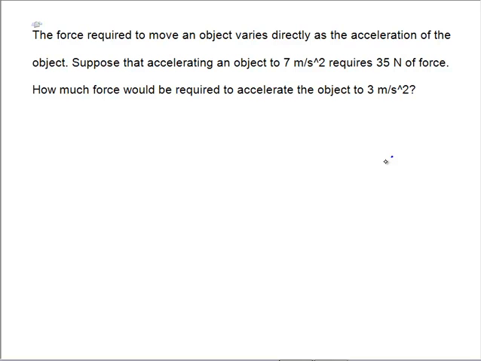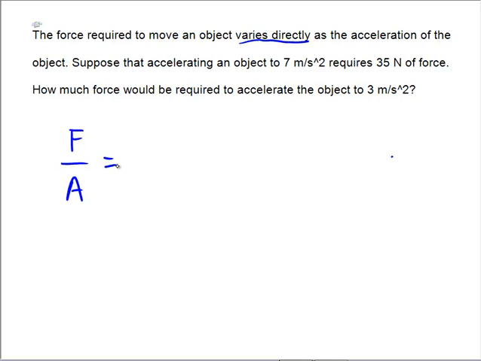Since this problem has a varies directly inside of it, there's a couple ways we can go about it, and I'm just going to do the most straightforward way, and we can talk about the equation or the relationship through the linear equation when we're in class. So if we want to figure out what's going on here, we have two things varying directly: force and acceleration, which means that their ratio is a constant.